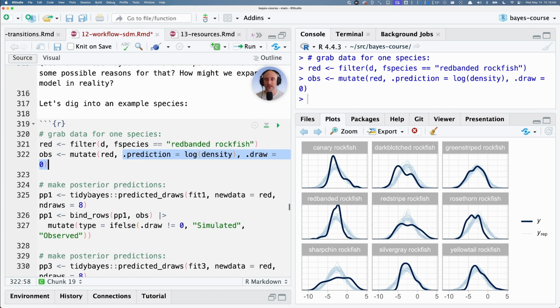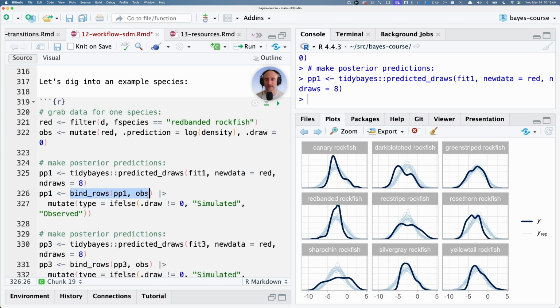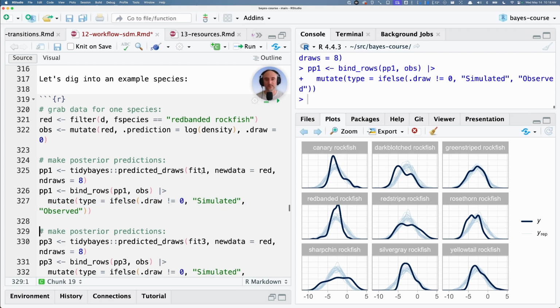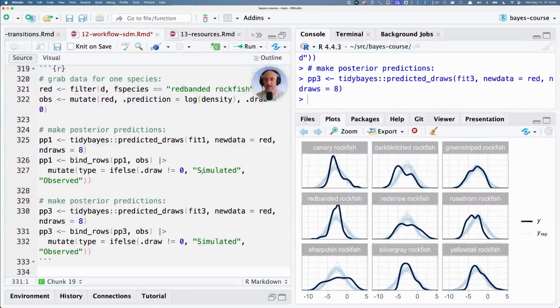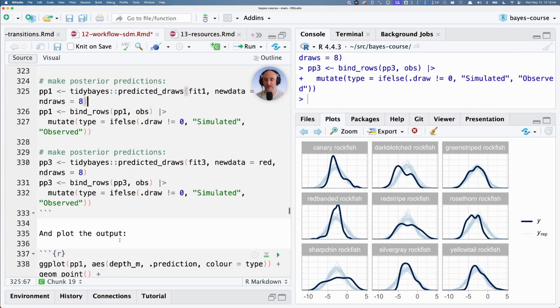I'm then going to use tidybayes to take out some predicted draws, so posterior predictive simulations, with 8 of them. Save that to PP1. I'm going to bind my observed and my predicted values. And then I'm just going to do something here so that I have a type column so I can color it. Not essential, but it makes this look nicer. Okay, so I've done that both for my first model and my third model.